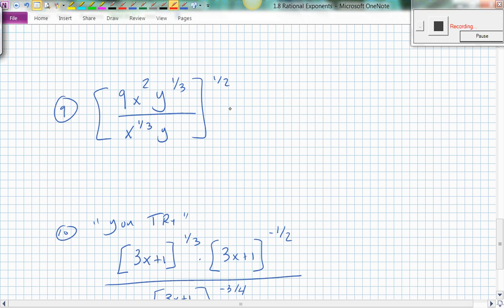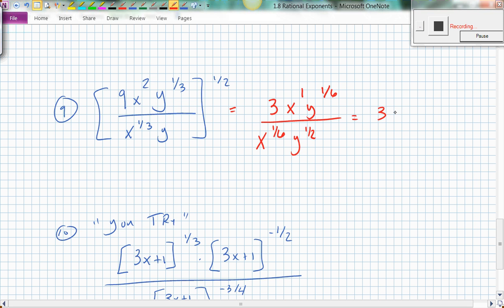Number 9, we have 9 to the 1/2 power, which is the same thing as the square root of 9, so that is equal to 3. We have x squared to the 1/2 power is x to the 1st. Y to the 1/3 to the 1/2 is the 1/6 power, all divided by x to the 1/3 to the 1/2 is x to the 1/6. You multiply them together, and then y to the 1/2.